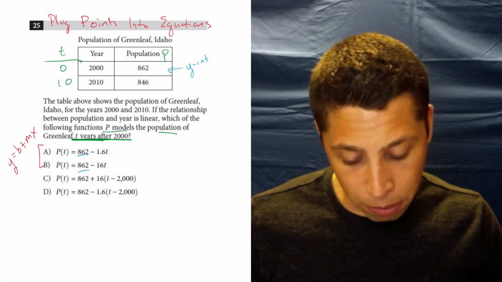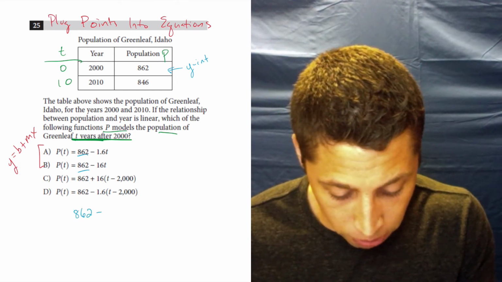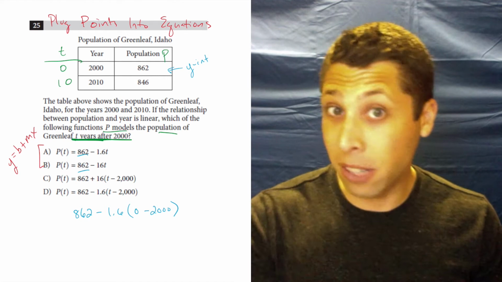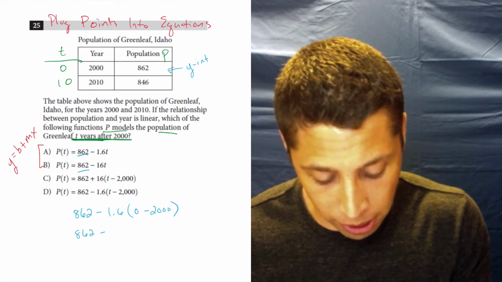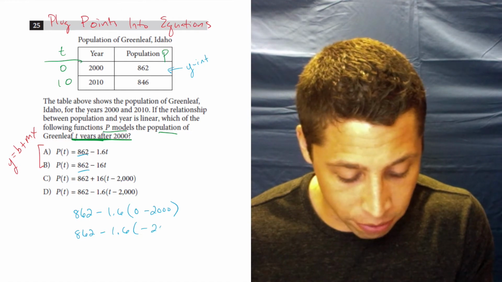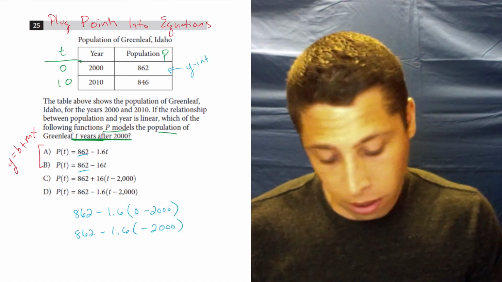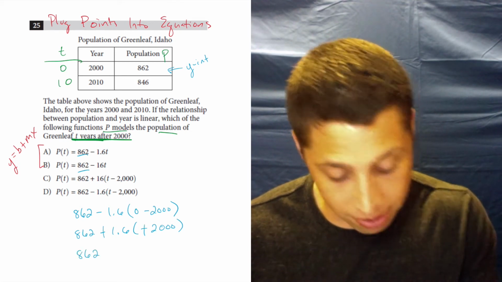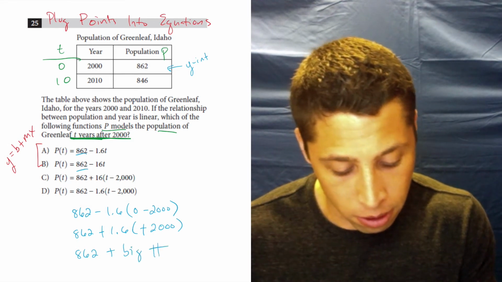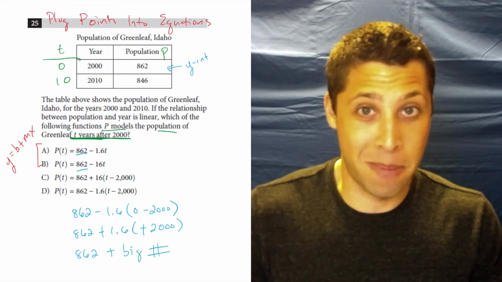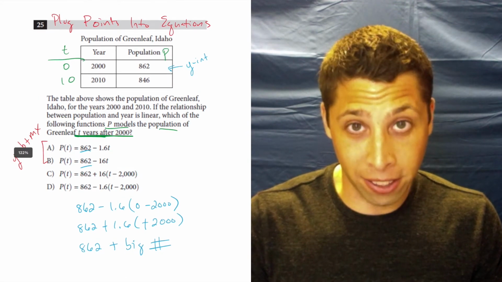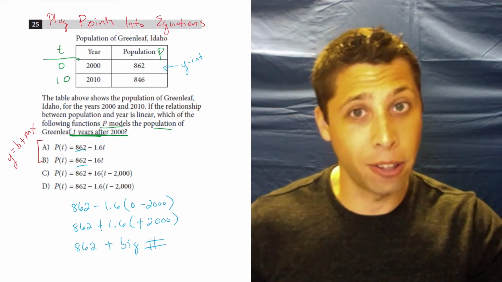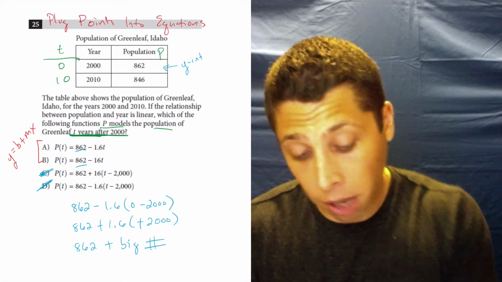I'm not going to do it for both. Let me just do it for D. 862 minus 1.6 times 0 minus 2,000. All right, we're plugging in 0. So that's 862 minus 1.6 times negative 2,000. Well, I don't even need to do it. I just know that this is going to make these two negatives into a positive, plus a big number is going to not be 862. So even without a calculator, I very quickly know that C and D just don't make sense. They're going to produce a very different value than what I'm looking for. So those are gone. And that's the twist, right?